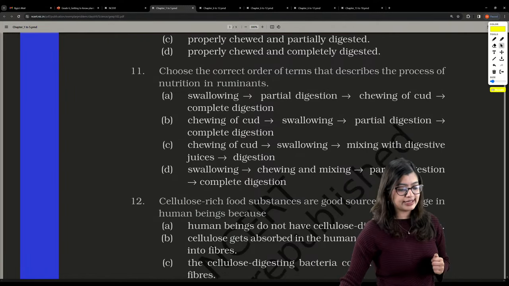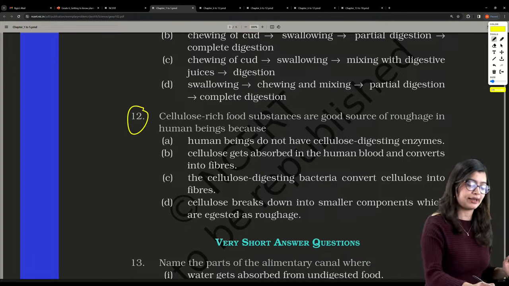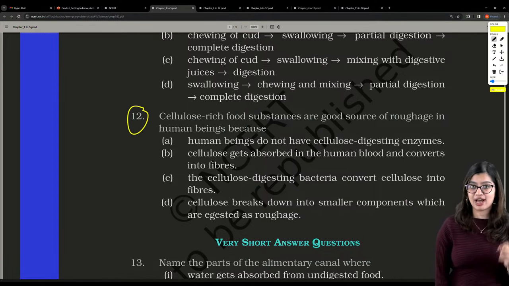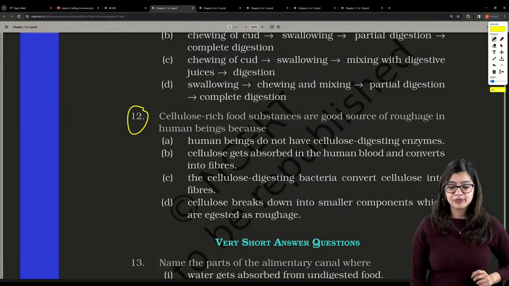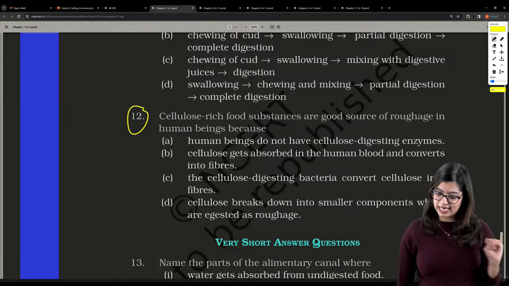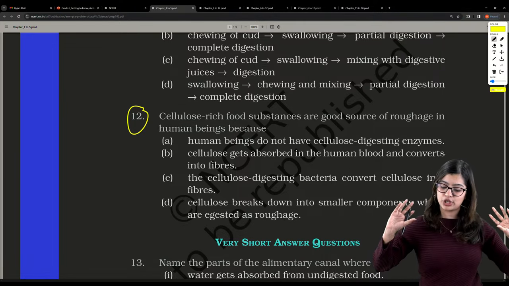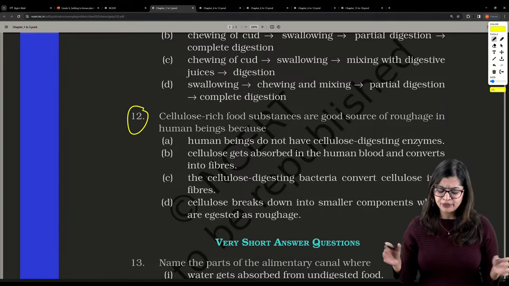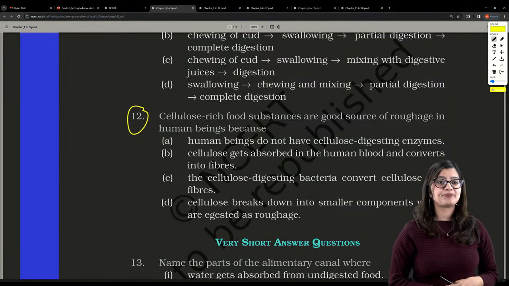Now let's have a look at the last question. I realize I finished one chapter in 10 minutes, but it is okay. Cellulose-rich food substances are good sources of roughage in human beings because of dash, right? Human beings do not have cellulose digesting enzymes. Cellulose can be absorbed into the human blood. Cellulose digesting bacteria convert cellulose into fiber, or cellulose breaks down into smaller components.